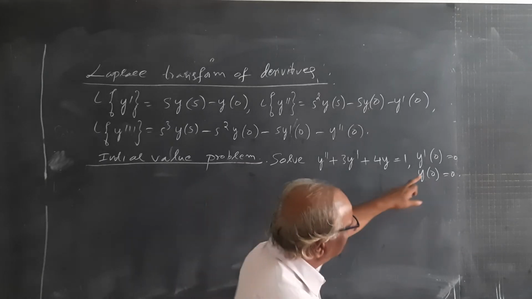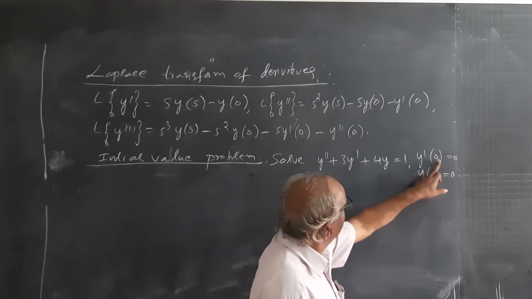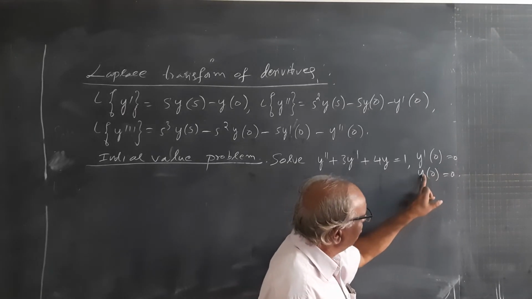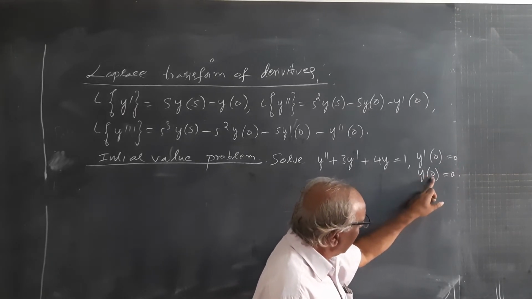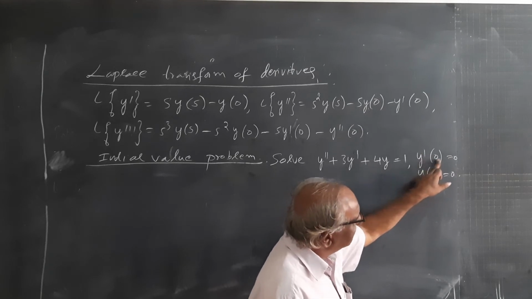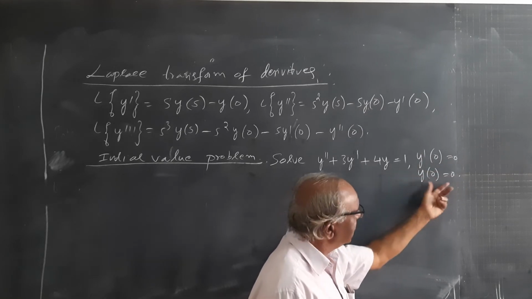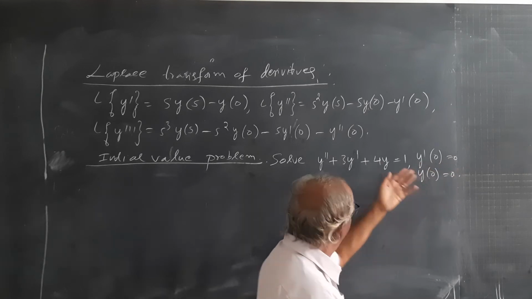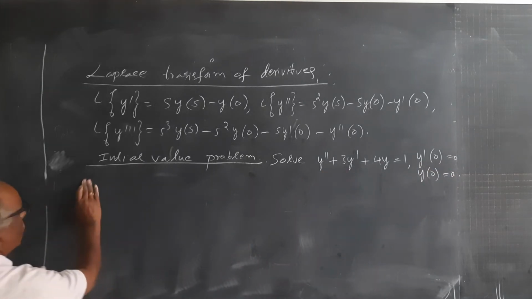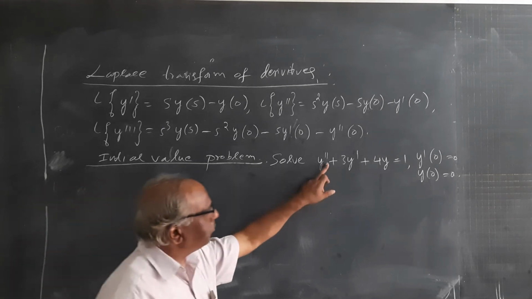Initial value problem means in the beginning, that is at time t equal to 0, a condition is given. Suppose y is temperature; at time t equal to 0 it is 0, and the derivative at time t equal to 0 is 0. That is the meaning: y(0) is equal to 0, y dash 0 is equal to 0. This is the differential equation we have to solve. Now let us go solve, because we have come to the problem.